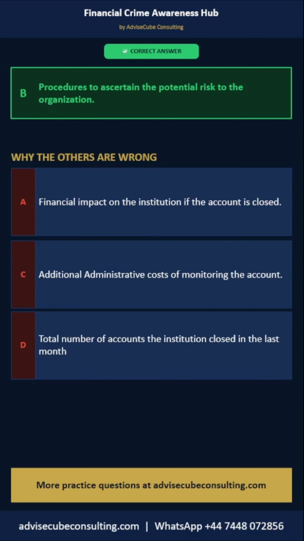Now let's come back to option number B, which is correct. So when you have just filed an STR on a customer, the first question that needs to be answered is how much risk does keeping this account open actually pose to the institution? That's not the financial question, it's the risk question.